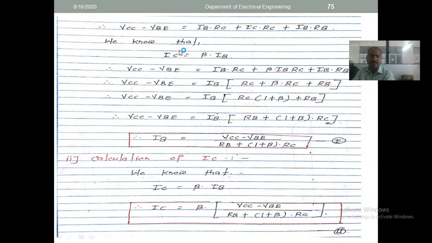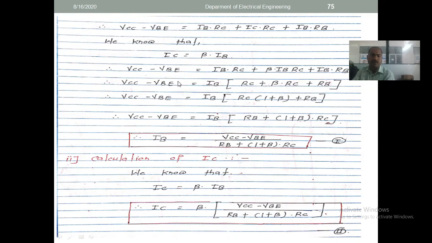We know that IC is equal to beta times IB. So wherever IC is coming, we have to write it as beta times IB. So VCC minus VB is equal to IB into RC, plus, for IC, beta times IB into RC, and IB into RB as it is.